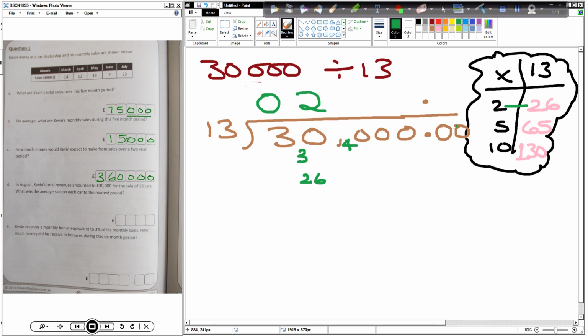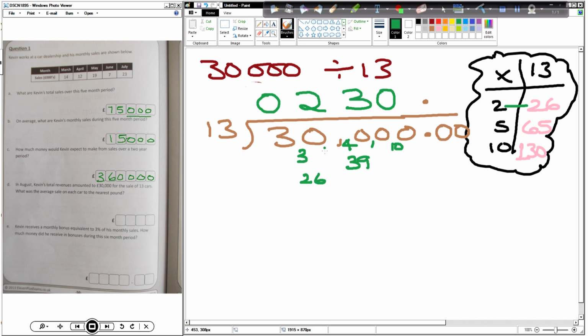How many 13s in 40? Can we get 3 in there? Yeah. Okay, put 3 in there. So what's 13 times 3? 39. So the remainder is 1. How many 13s in 10? Nothing, remainder 10. Okay, are you copying all this stuff down from here?